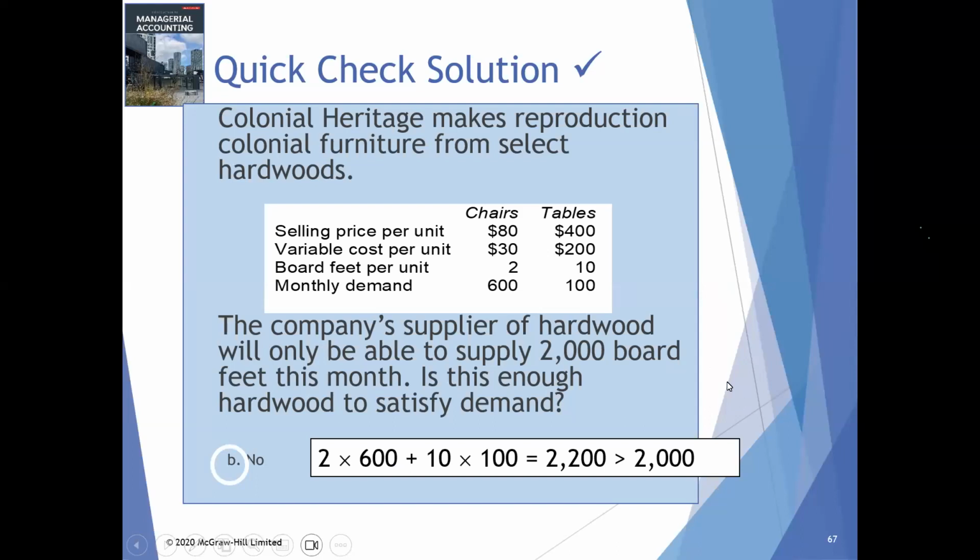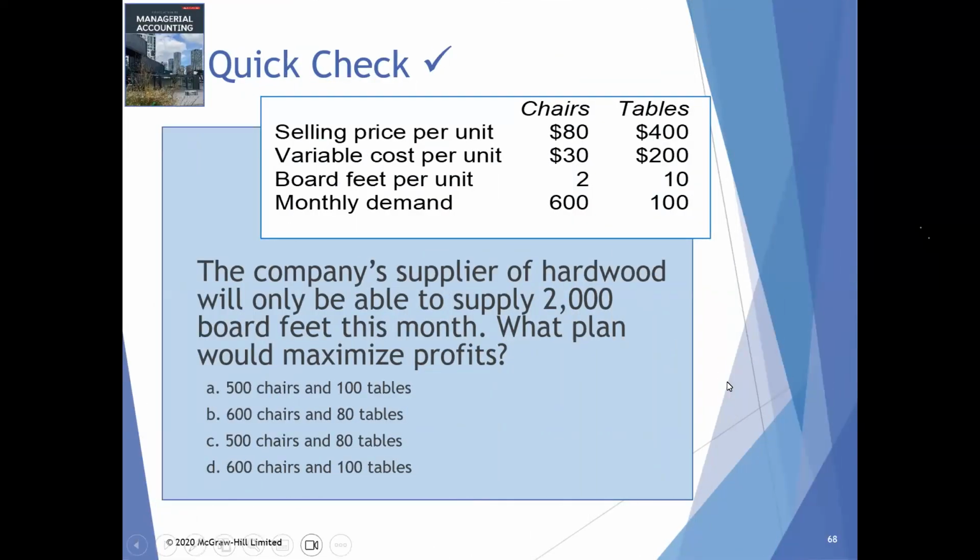Now the second question arises, with exactly the same information. The company's supplier of hardwood will only be able to supply 2000 board feet in a month. What plan would maximize the profit? According to the limited constraints, the company wants to use that 2000 board feet wisely and needs to decide how many chairs and how many tables should be produced. So in this case, what should be done?